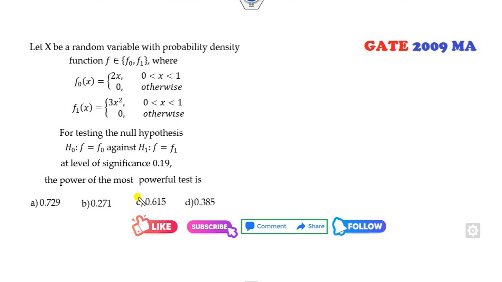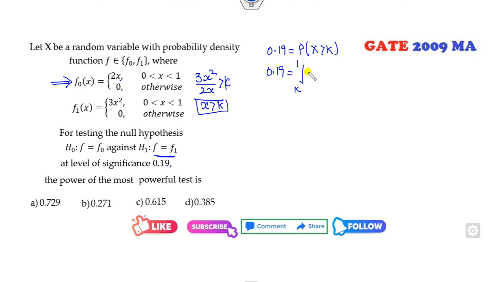Okay, look at this another one. Again, it's a GATE question, similar to this. So firstly I can define the L of h1. h1 is f1, 3x square divided by 2x, which is greater than k. So x is greater than k. Level of significance is 0.19. Probability x greater than k under the h naught. So that is 0.19, k to 1 of 2x. So it will be x square, 1 minus k square. So k square will be 1 minus 0.81, so k is 0.9.